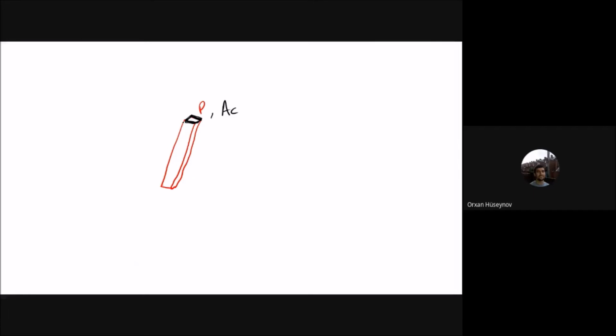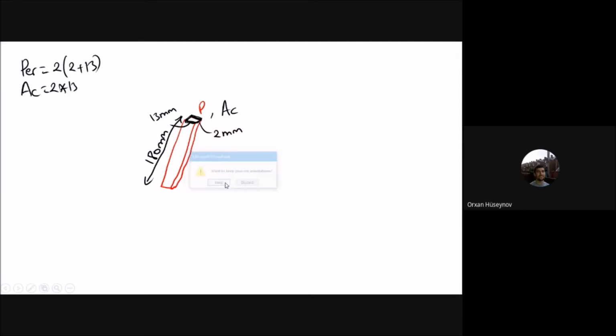Okay, let's calculate it. We have said that this part is 2 millimeters, this part is 13 millimeters, and this length is 180 millimeters. So the perimeter in our case will be 2 plus 13, into 2, because there are 2 of them. And the cross-sectional area will be 2 into 13. These are all millimeters. I will convert it into meters, so no problem. Okay, let's solve it now.